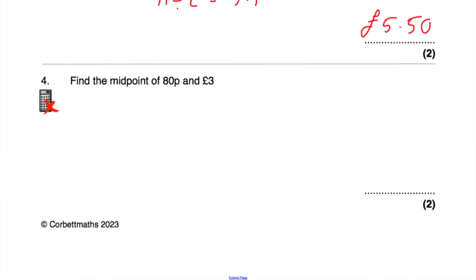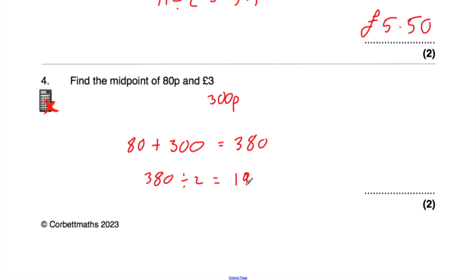Okay, let's have a look at our next question. It says, find the midpoint of 80p and £3. Now here we're dealing with pence and pounds, so I'm going to change my £3 into 300 pence. So we've got 80p and 300p, and let's find the midpoint of those. 80 plus 300 would be 380. And then if we divide by 2, 38 divided by 2 is 19, so 380 divided by 2 would be 190.